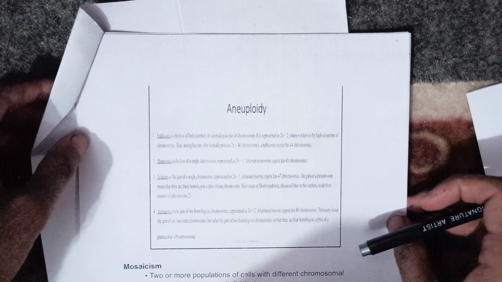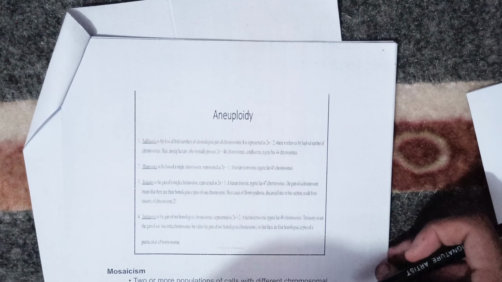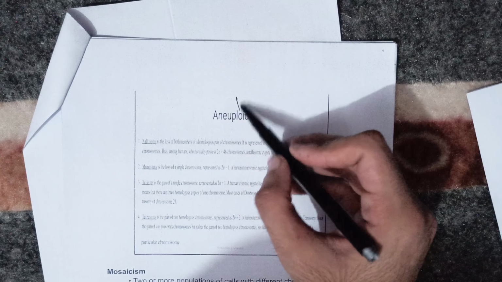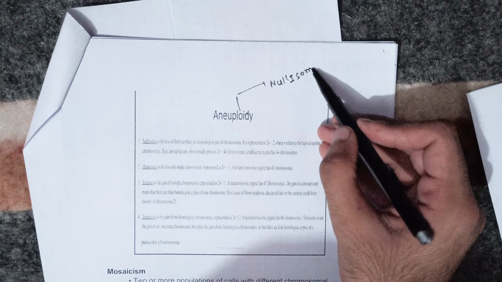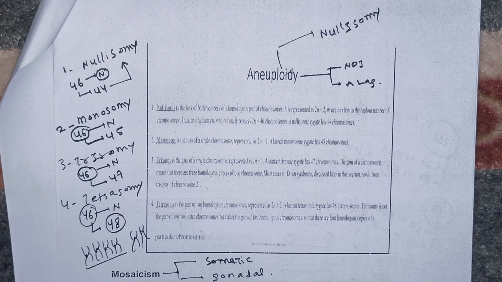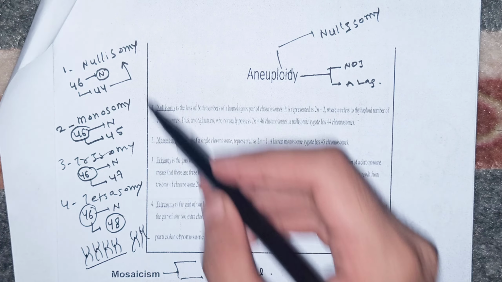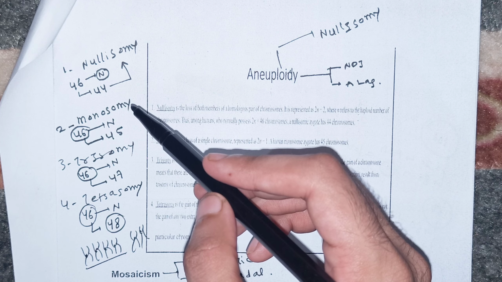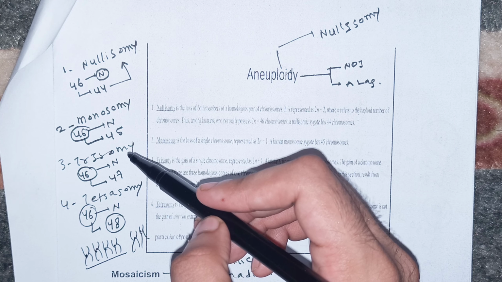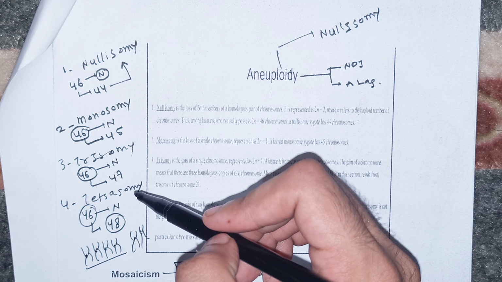There are four types of aneuploidy, not visible here, but I'll surely explain. It can be number one, nullisomy. So there are four types of aneuploidy, beta. One is the nullisomy. I have explained it here in a better way. One is the nullisomy. One is the monosomy. And number three is the trisomy, and number four is tetrasomy.